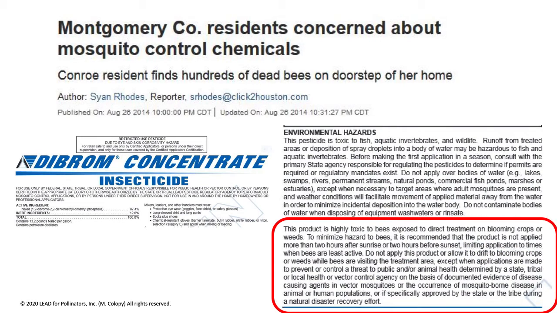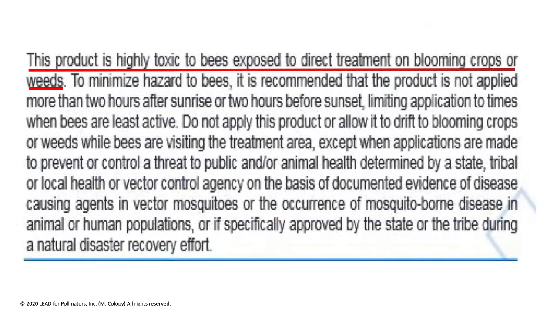Let's look at another insecticide used on mosquitoes. The active ingredient of this product is the chemical Naled. Its label clearly states the environmental hazard of this insecticide. All pesticide labels have an environmental hazard statement telling you the risks of using this pesticide upon non-target organisms. The label for this product containing Naled clearly states, this product is highly toxic to bees exposed to direct treatment on blooming crops or weeds.